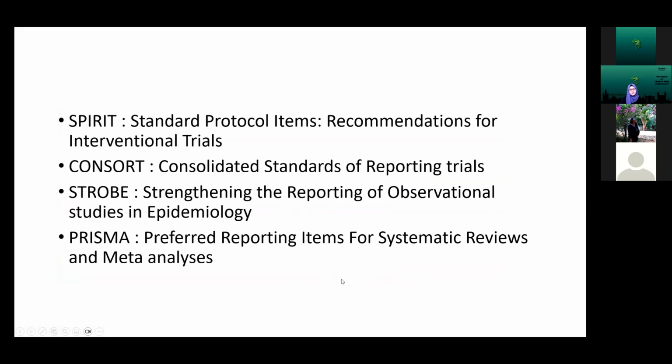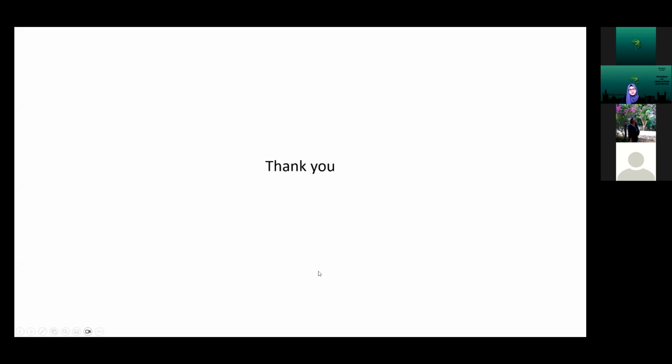So here on the display is the name of the website which can be used for designing a nice protocol. It is www.equator-network.org. It can be used for various types of study. The protocol can be designed. Various forms are there on this website, so depending on the type of the study, we can choose what type of protocol we are going to design. Then these are the various guidelines which can be used for designing the protocols. Okay, moving on. This was a brief overview of the parts of the clinical protocol.